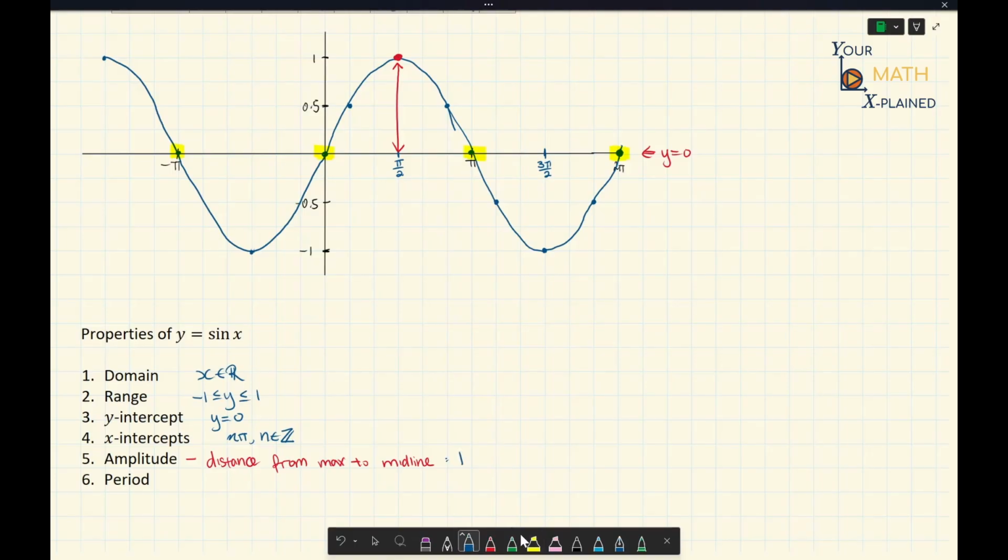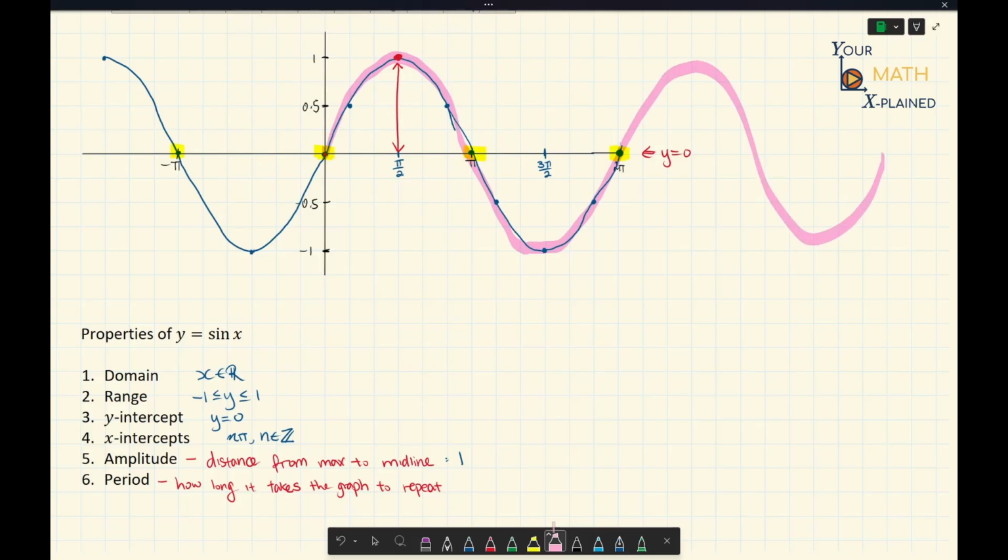And then lastly, we have our period. So period is how long it takes for the graph to start repeating. So going back to our graph, we can see that we start at the origin, we go up to 1, come back down to 0, goes down to -1, and then we return back to 0. So that's our full cycle from 0 to 2 pi. And that pattern is going to continue to repeat. So it'll continue going like this. So therefore, our period is going to be 2 pi.